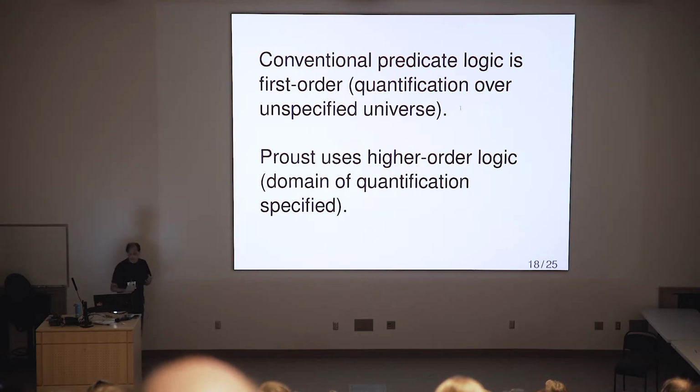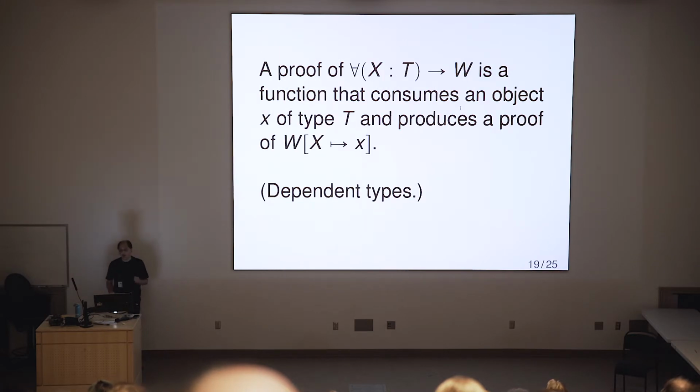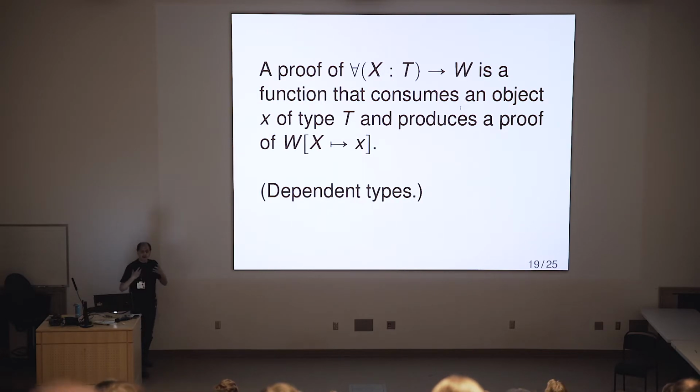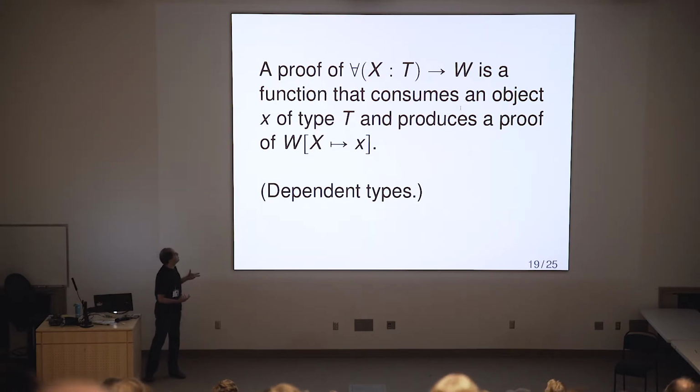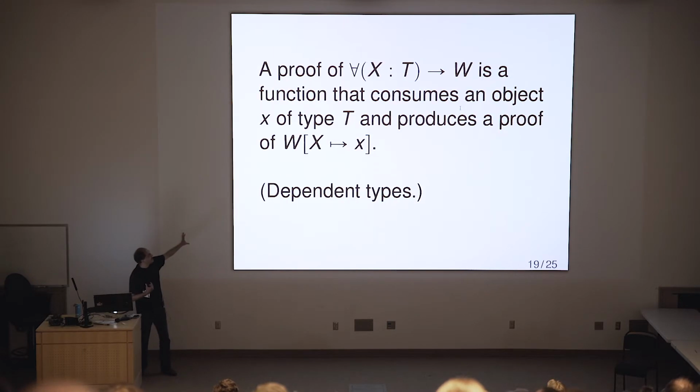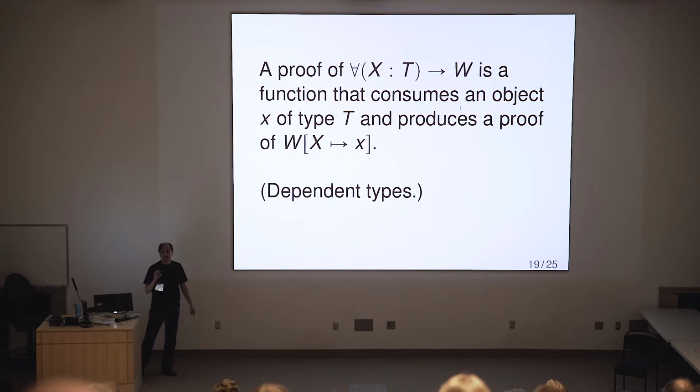So Proust uses higher order logic, and the domain of quantification is specified. Let's see how this will work with for all. A proof of for all x of type t, some statement W holds, and W here is a statement that could mention capital X several times. Such a proof would be a function that consumes an object little x of type t and produces an object of type W, except W where every time the variable capital X is mentioned, it's replaced by the specific object little x, substitution.